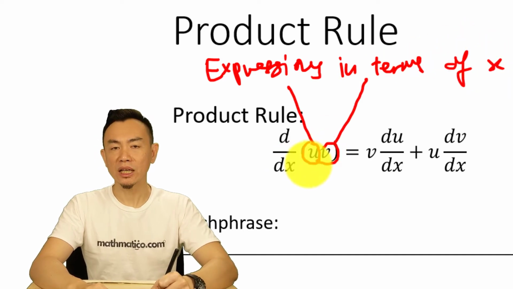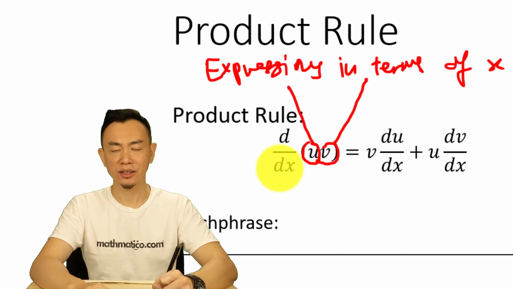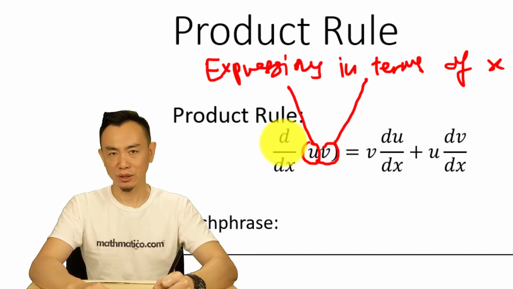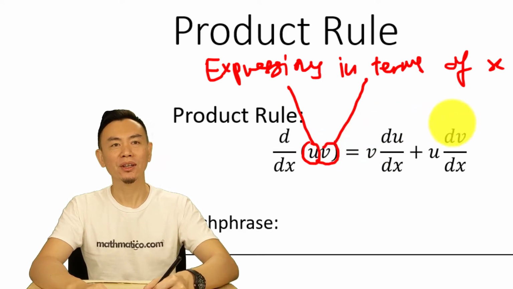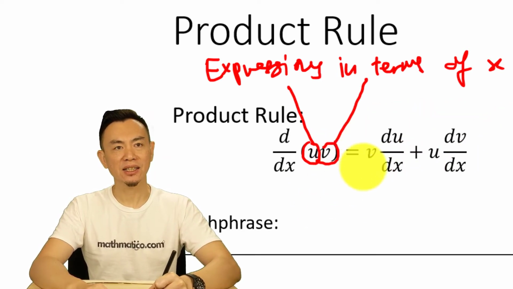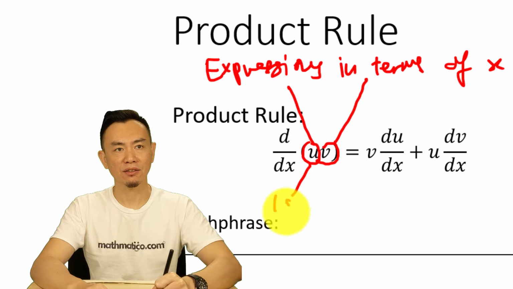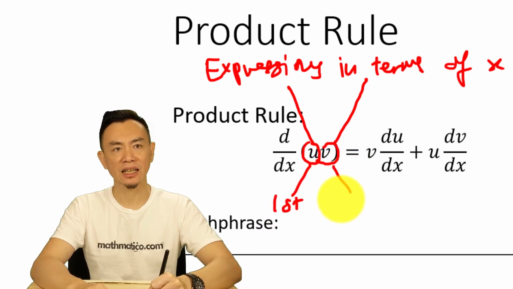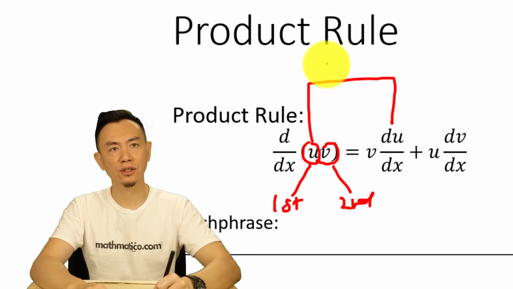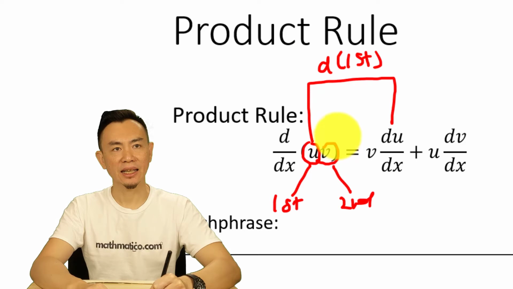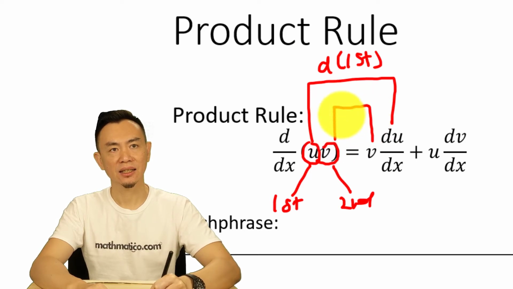So these are expressions in terms of x. Now, if you have two expressions of x multiplied together and you're going to differentiate them, which one do you differentiate? Do you differentiate the first or differentiate the second? Well, the answer is both. You differentiate the first. The u here is the first. I'm going to call this the first expression, and v is the second expression. So I'm going to take the u, I'll differentiate it, okay? So this is differentiate the first times the second, right?